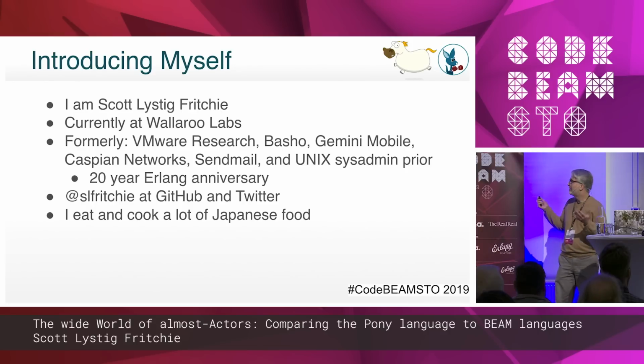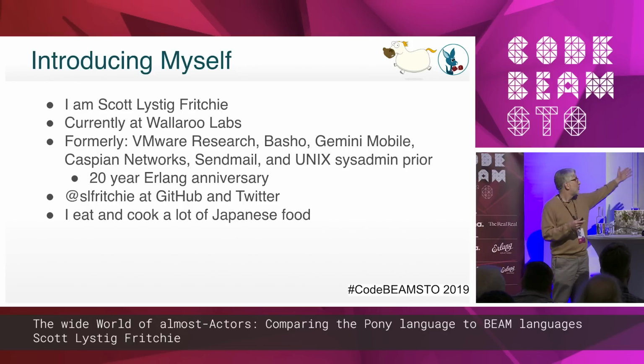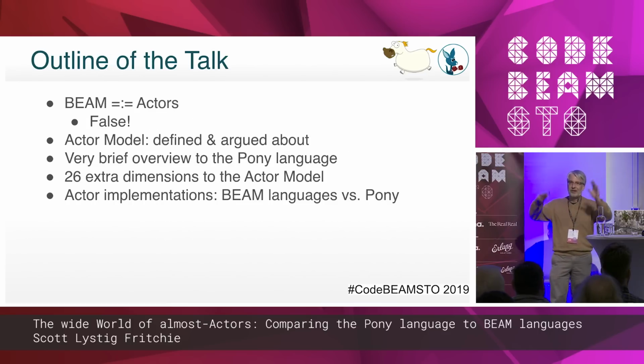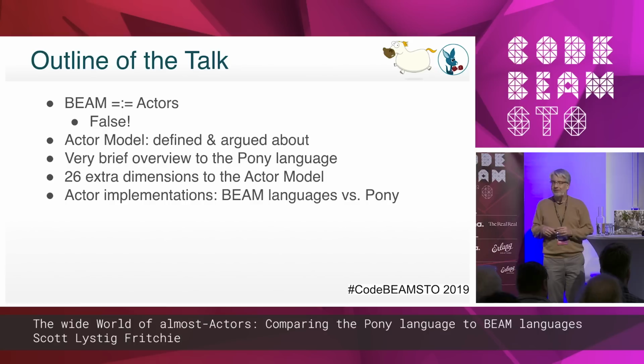So a basic outline of the talk is I already gave away the punchline that the Beam does not actually implement the actor model. So you can all leave now if you have better things to do. So we'll talk about the definition of the actor model and how it's argued about in the context of the Beam, and then try to give you a brief overview of Pony.